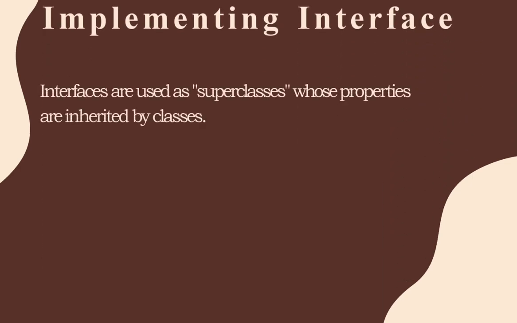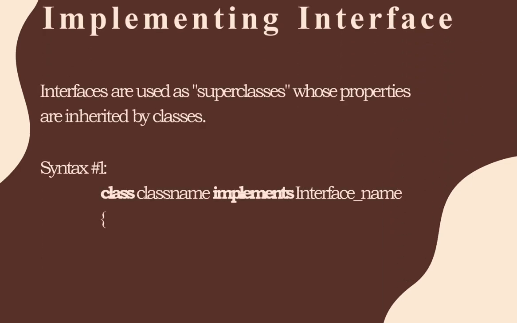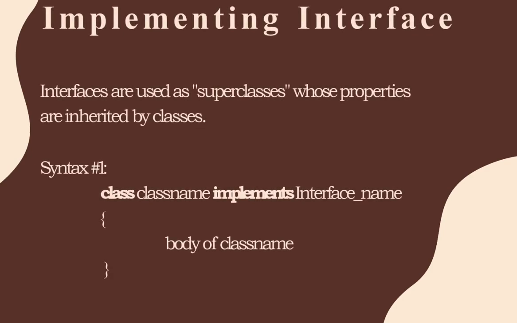Okay, now moving on, we will see how an interface is implemented. Interfaces are used as superclasses whose properties are inherited by classes. Earlier, in extending interfaces, we saw how a class can inherit another class. An interface can also inherit from another interface. But here we are going to see how the interface properties are inherited by classes.